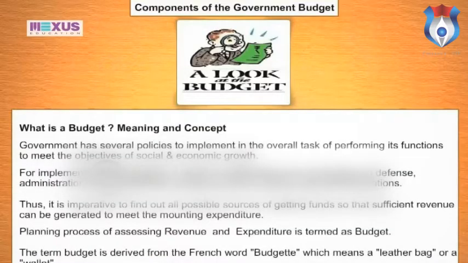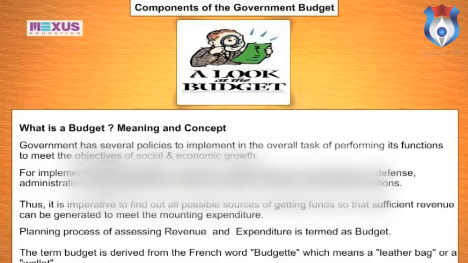What is a budget? Meaning and concept. Government has several policies to implement in the overall task of performing its functions to meet the objectives of social and economic growth. For implementing these policies, it needs to spend huge amounts of funds on defense, administration and development, welfare projects and various other relief operations. Thus, it is imperative to find out all possible sources of getting funds so that sufficient revenue can be generated to meet the mounting expenditure.